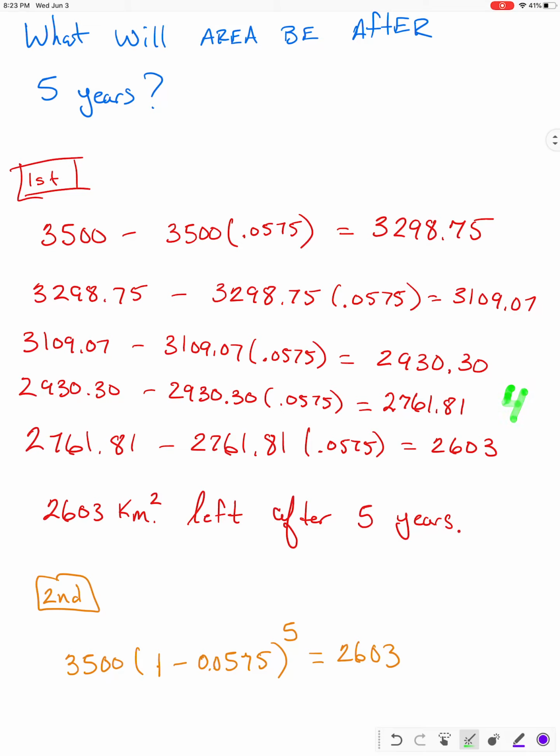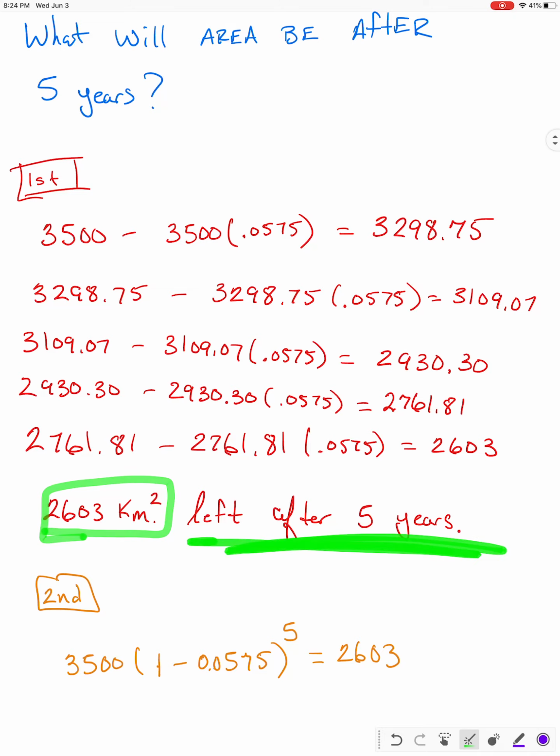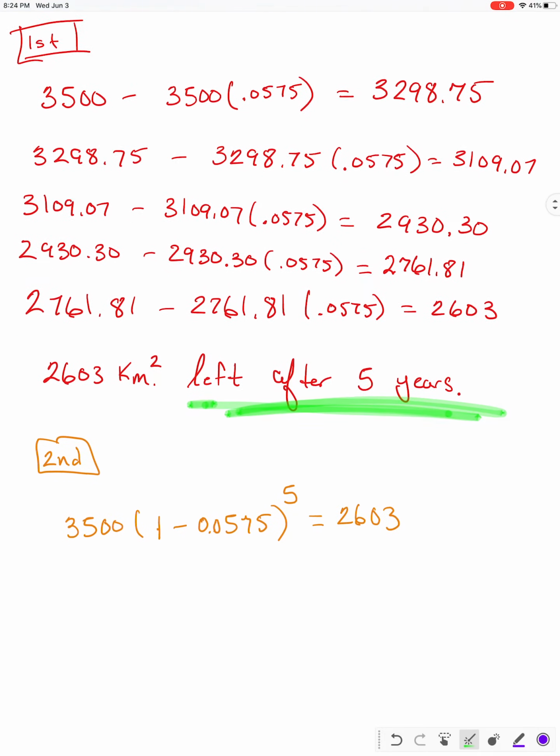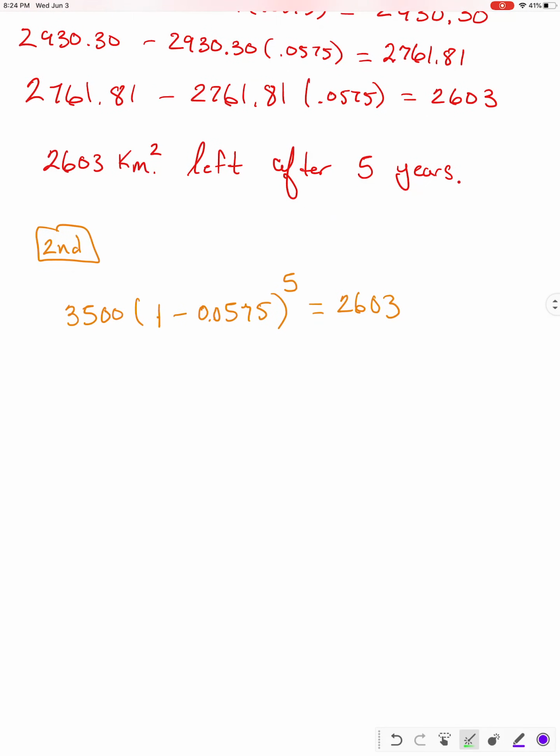That's equal to 2,761.81. And then finally, at the beginning of our fifth year, we have 2,761.81, and we subtract away that number times 0.0575, or 5.75%, and we end up with 2,603 left over at the end of year 5. So there are 2,603 kilometers squared left after 5 years. So that's the first way. Then there's a shortcut way.